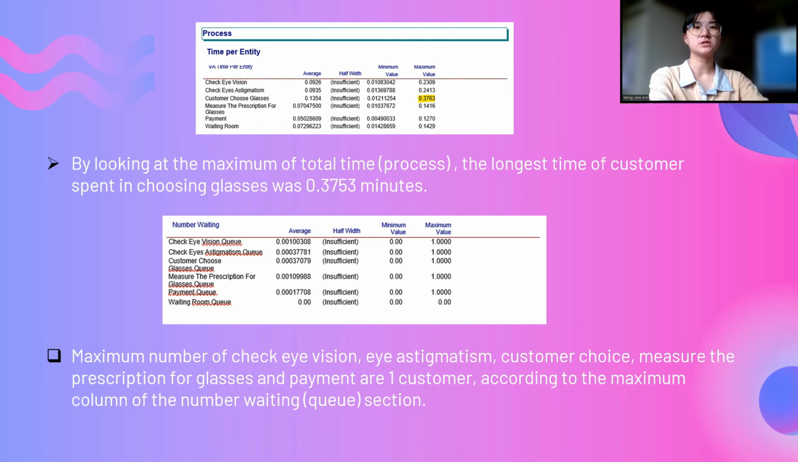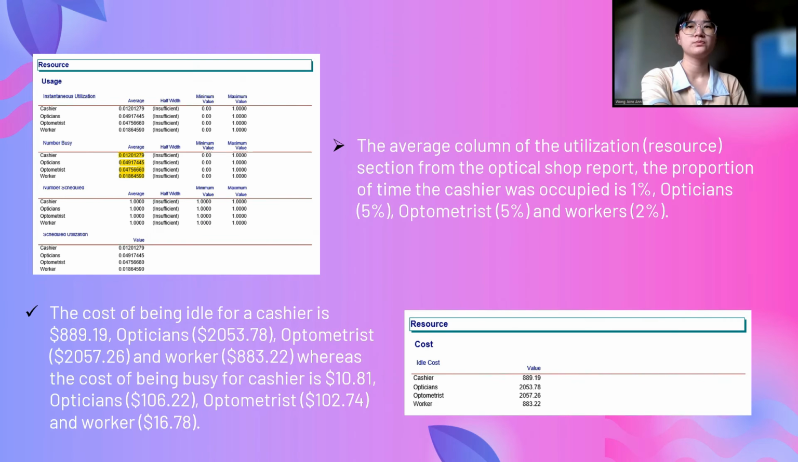By looking at the maximum of total time processed, the longest time of customer spend is choosing glasses, which was 0.3753 minutes. The maximum number of track eye vision, eye astigmatics, customer choice, measure the prescriptions for glasses, and payment are one customer, according to the maximum column of the number waiting queued sections. The average column of the utilization resources section from the optical shop report shows the proportion of time the cashier was occupied is 1%, optician and optometric 5%, and the workers is 2%.